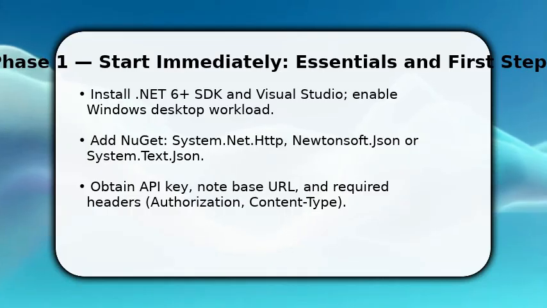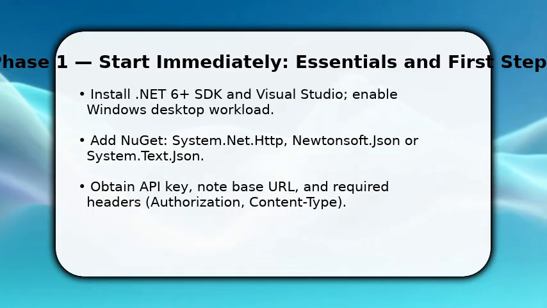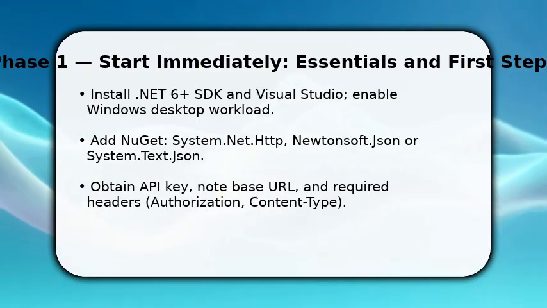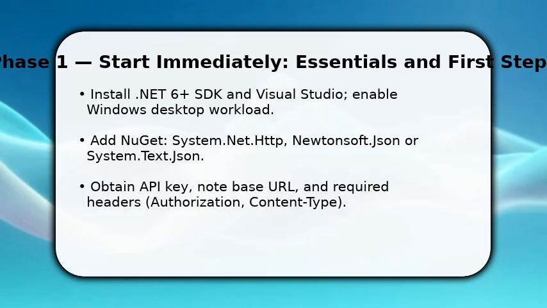You start by confirming prerequisites: .NET 6 or newer, Visual Studio, and the HTTP client packages installed. Once done, create a new Windows Forms or WPF project and add HttpClient via NuGet. This gives you robust async calls.